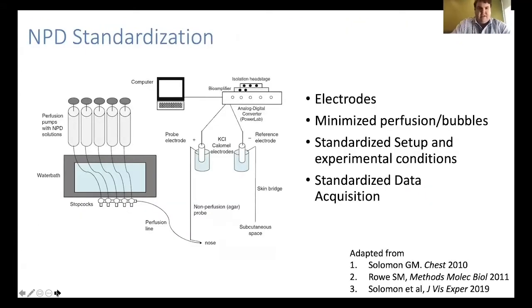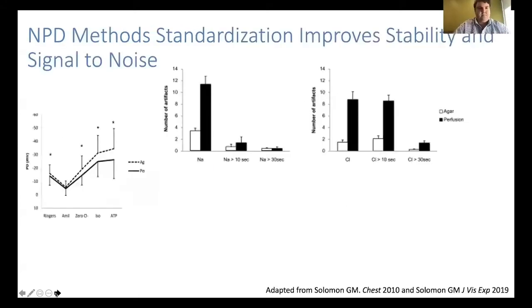NPD standardizations have come across several different levels, including standardization of electrodes, a change to minimal perfusion systems, which minimize bubbling and other electrical interruptions, a standardized setup and experimental conditions, and standardized data acquisition, all in the last 10 years, with multiple publications coming out of our group, amongst others, in collaboration with many others across the US and Europe who have been involved in this space.